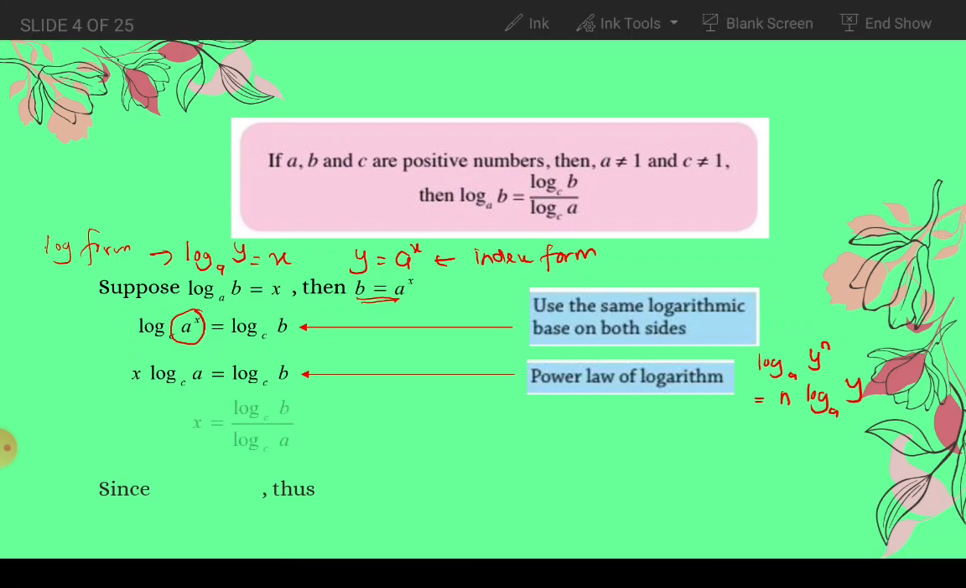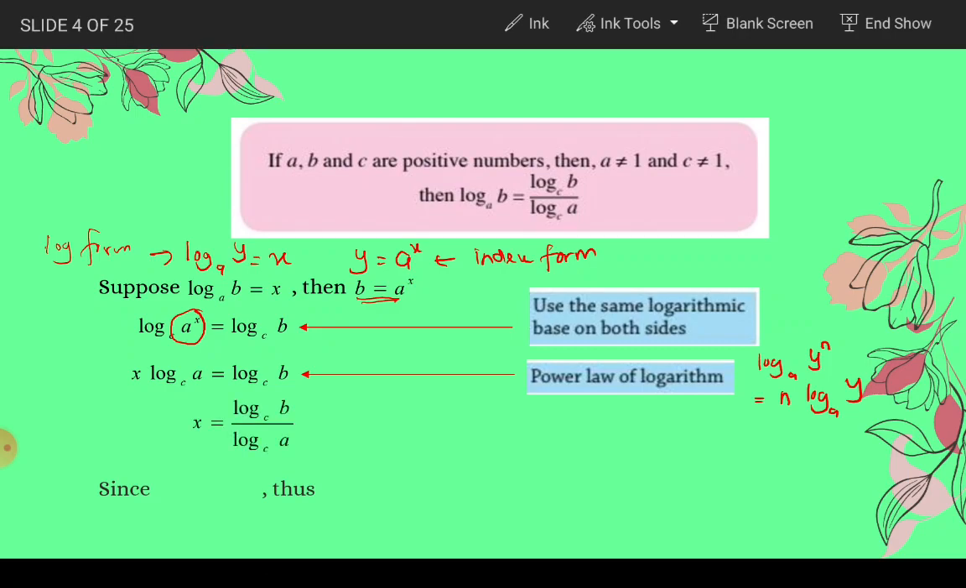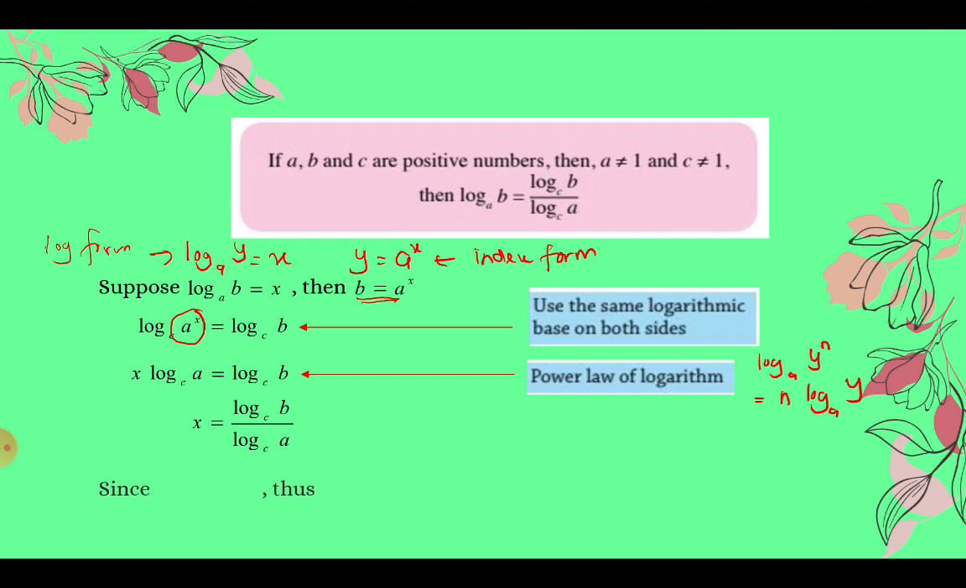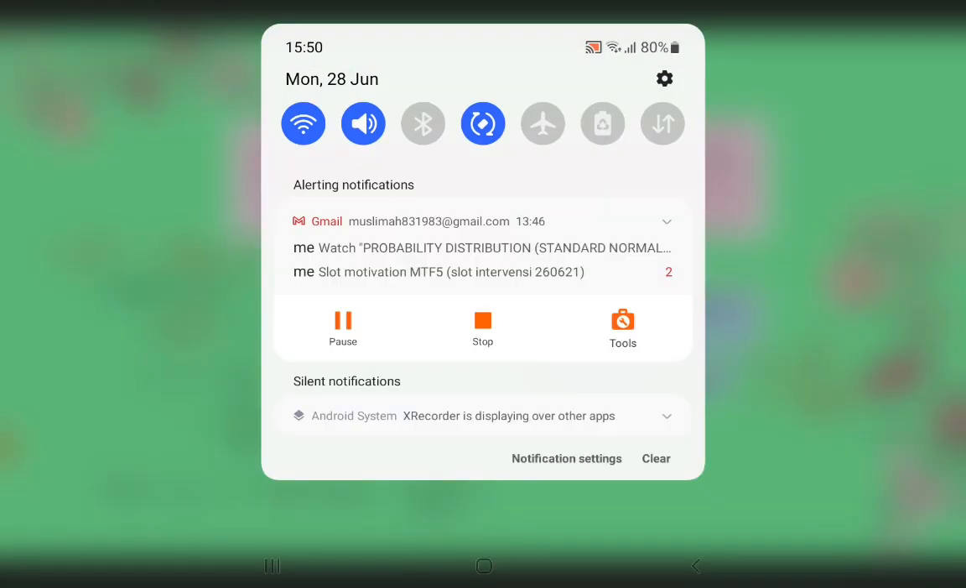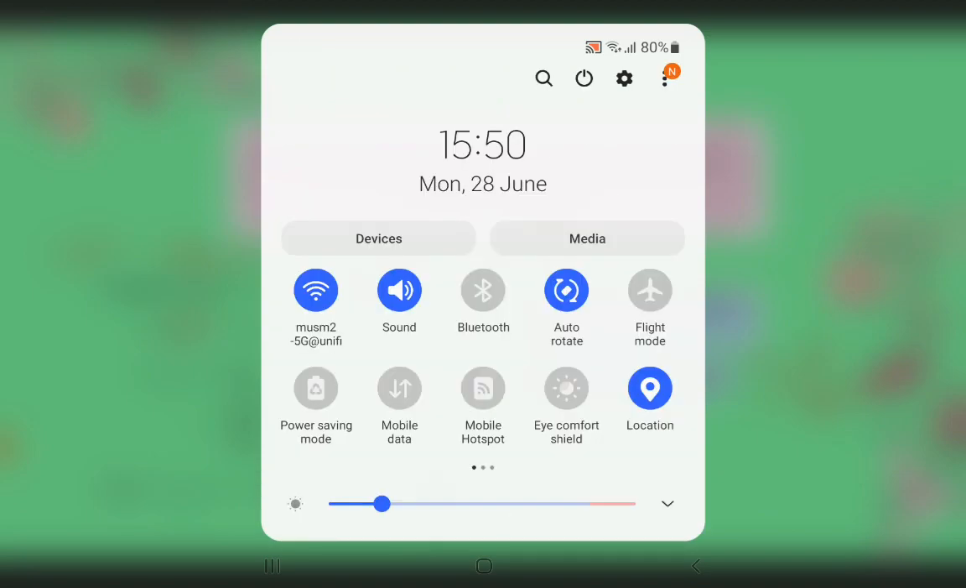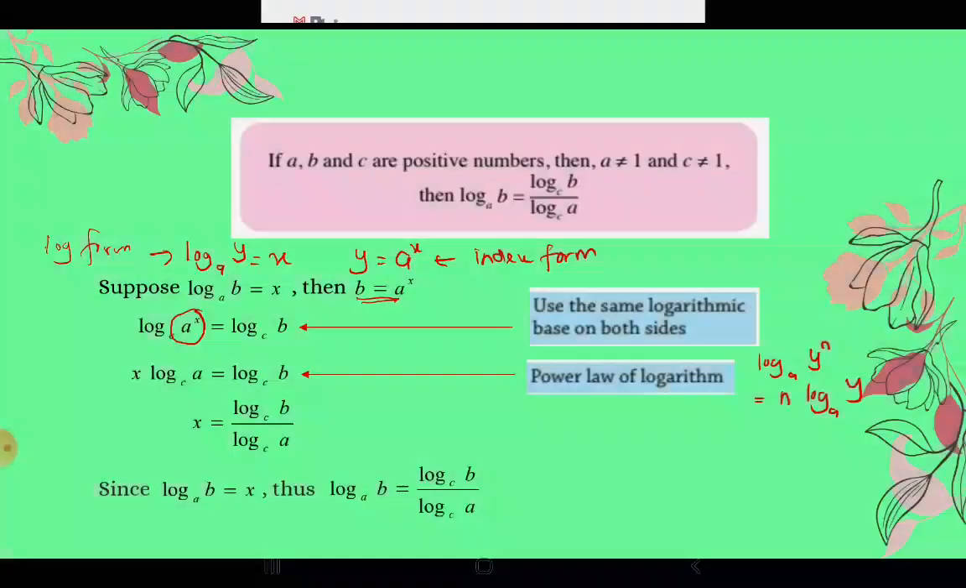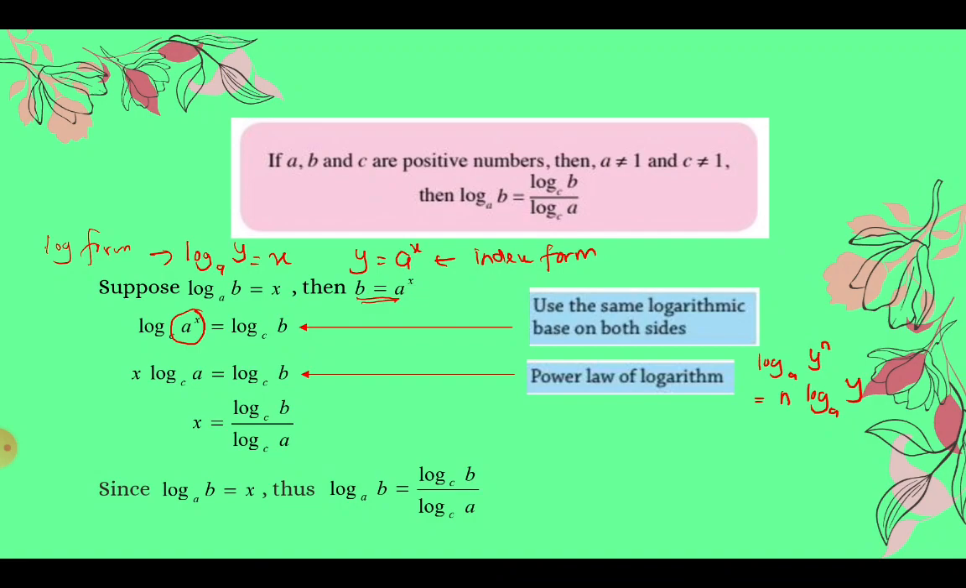Next, from here we can say that x equals log b base c over log a base c. Since log b base a equals x, thus log b base a equals log b base c over log a base c. Since log b base a equals x, thus log b base a equals log b base c over log a base c. So we have proved the formula.